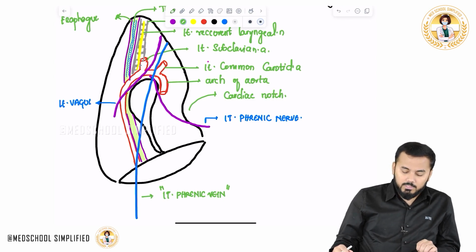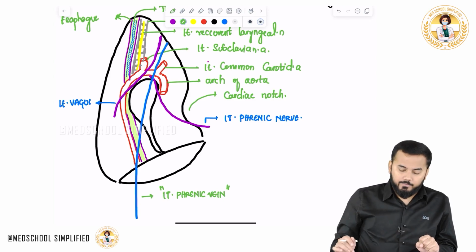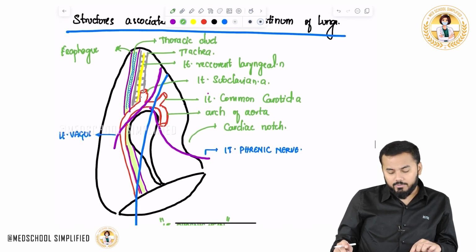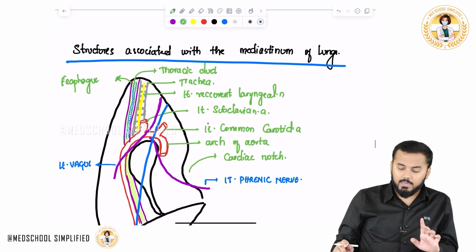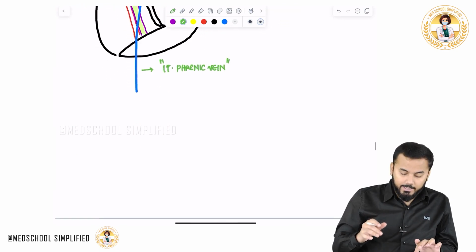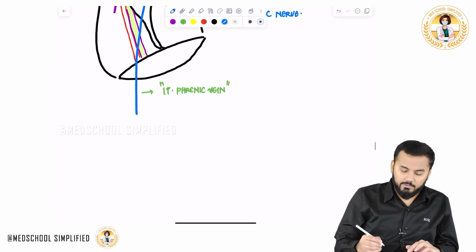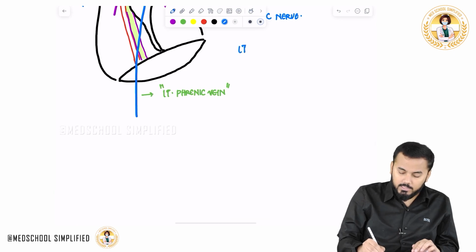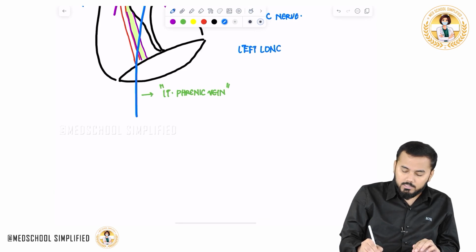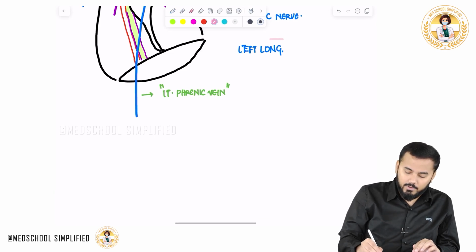Right, so what we do is, whatever structures we have written here regarding the left lung, we shall just write them down, so that if you want to remember just those structures, it is well and fine. So this is the left lung, the structures associated with your left lung.